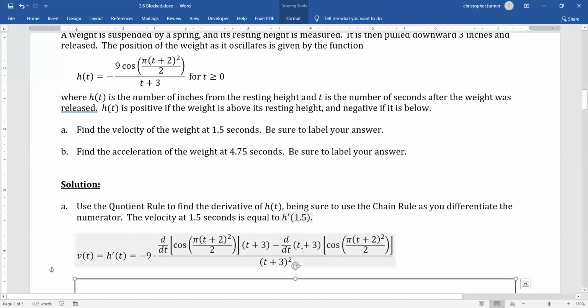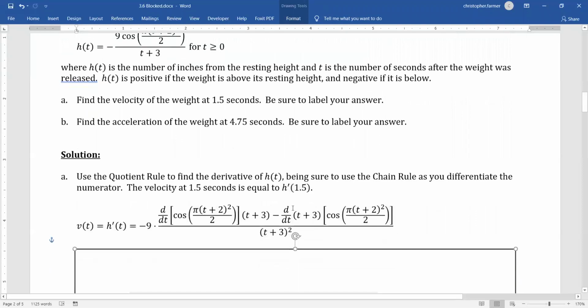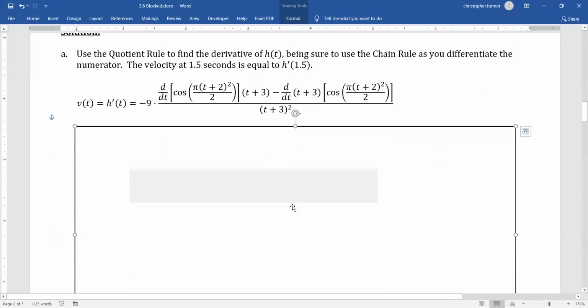The quotient rule is right here. Just a heads up, I went ahead and took that 9 out of the fraction and put it in front with a negative sign, just so it wasn't so much to do in terms of the derivatives later on. But the quotient rule is nothing more than the derivative of the numerator multiplied by the denominator minus the derivative of the denominator times the numerator. And then in the denominator, we have the original denominator squared. Okay, so that's just writing out exactly what we're doing.